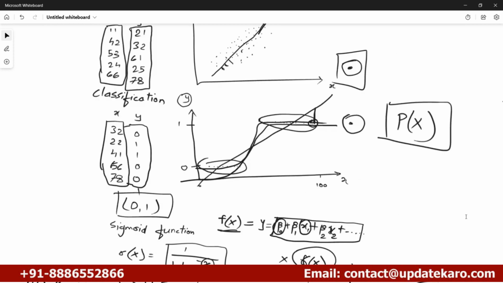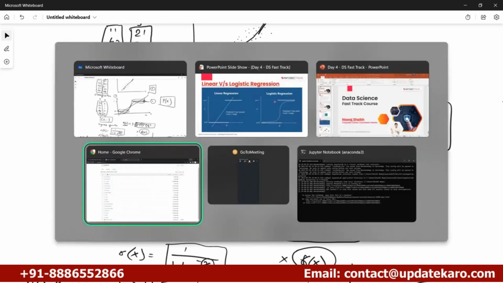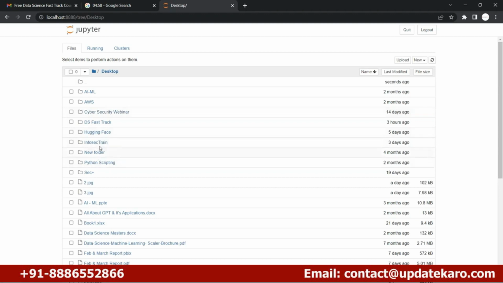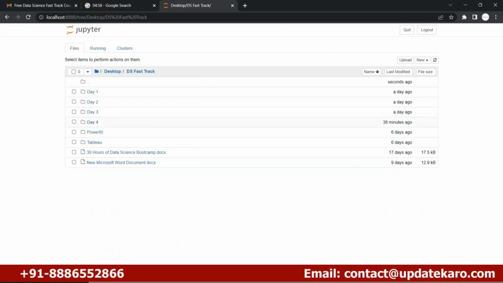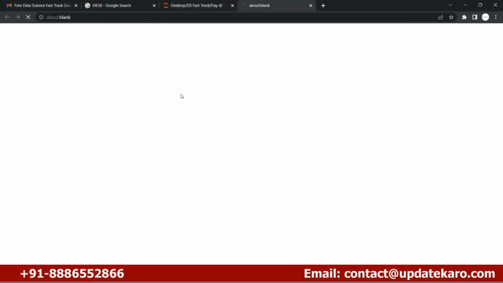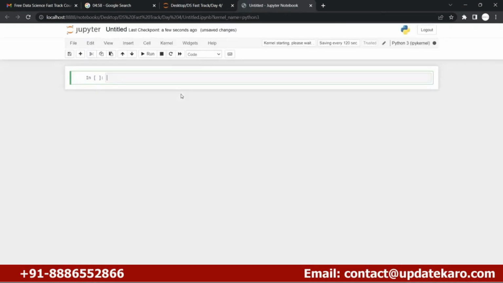So now let us go ahead and do some practical so you will understand in more detail. I have shared the data which we will be using, but not for the logistic regression. We will be using this particular data for the decision tree and the random forest. For logistic regression, we are just creating dummy data. So guys, let's create the dummy data.